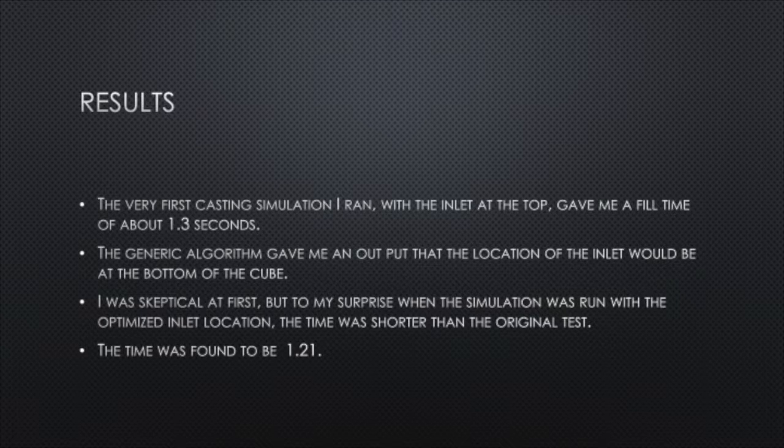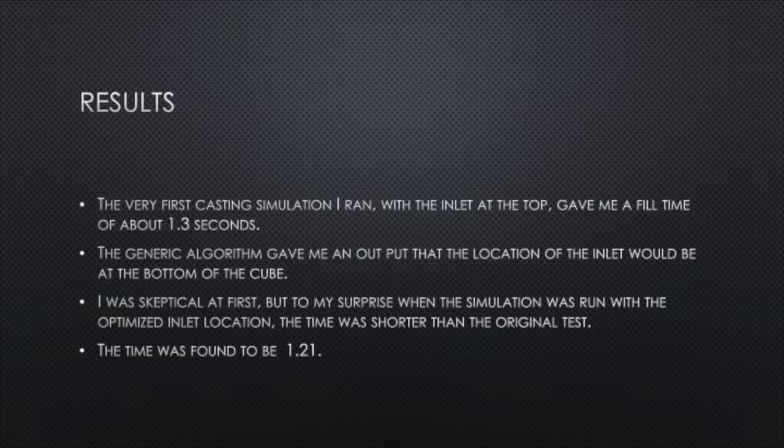What I found from my results is that when I ran the simulation the first time, with the inlet at the top, I got a fill time of about 1.3 seconds. This seemed reasonable because it was a small cube and it had a really fast inlet velocity. Now the genetic algorithm gave me an inlet location of the exact opposite, the bottom center of the cube. I was skeptical at first, mainly because of hydrostatic pressure, the gravity, everything acting on that inlet location. I didn't think that would actually give an optimum output. But when I ran this, the time was found to be 1.2 seconds.